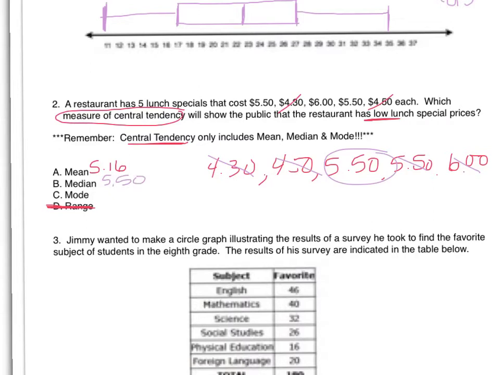Then for mode, that is most repeated number, and in this case $5.50 is repeated twice. It's the only one, so $5.50. So since we want the low lunch price, we want the smallest one, so we would go with the mean.